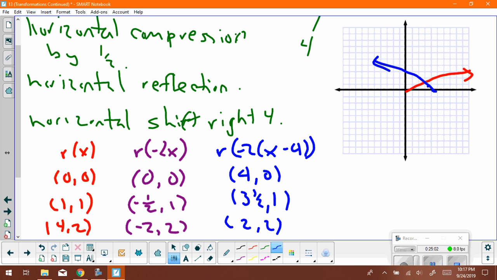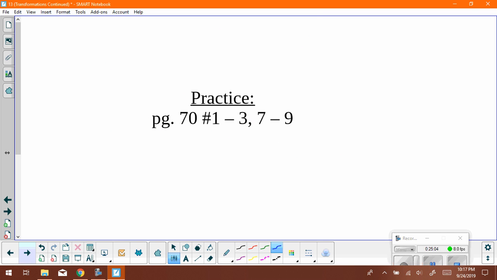So practice work. Same section. I know you did some of these questions already, like number 7 and maybe number 8 from yesterday. Anyone you've already done, don't worry about it. But numbers 1 and 3 are more about reading the transformations, and 7 and 9 is practicing the skill of transforming. So please work on that for the rest of the class.